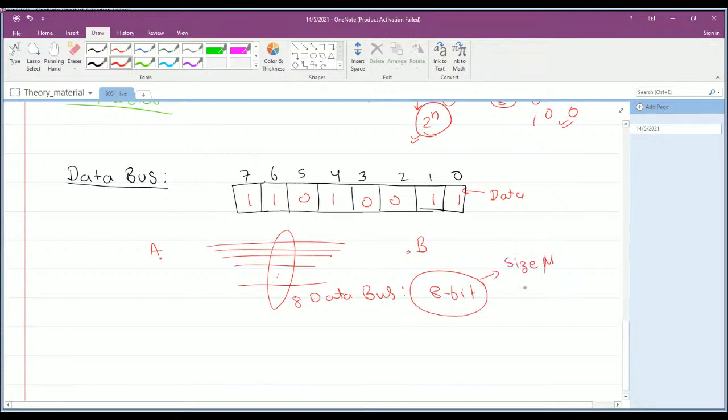When we talk about the size of a microcontroller, we say it is an 8-bit microcontroller, or a 16-bit microcontroller, or a 32-bit microcontroller. An 8-bit microcontroller means it can carry 8 bits of information as a data bus, so its data bus is 8 bits long. A 16-bit microcontroller means its data bus is 16 bits, that is, 16 different wires clubbed together to form a data bus.